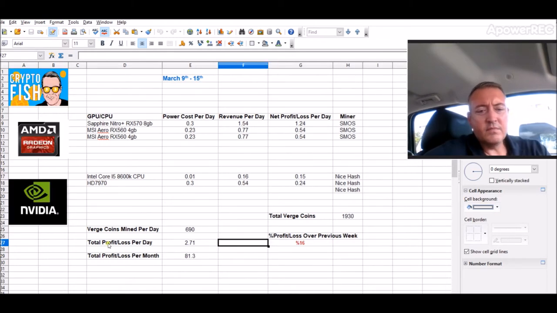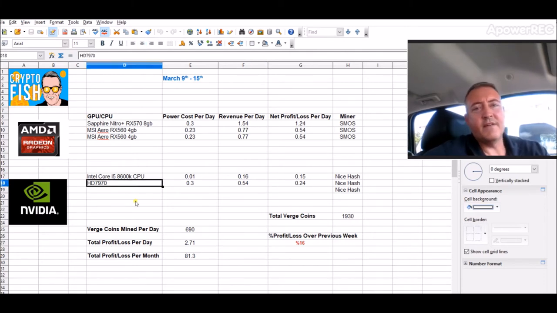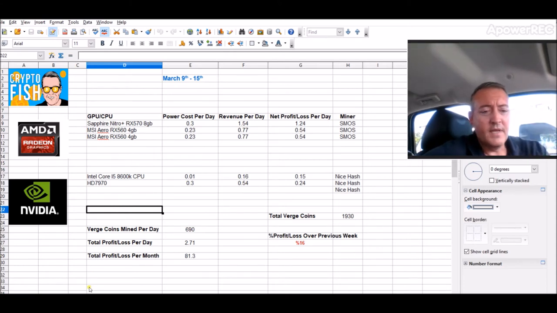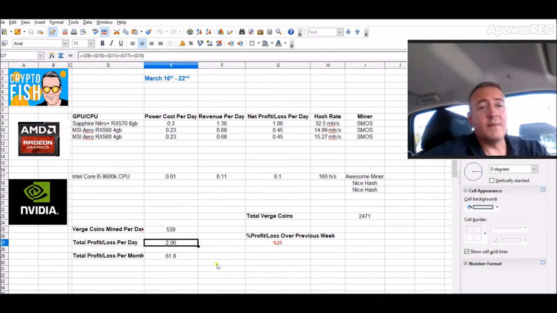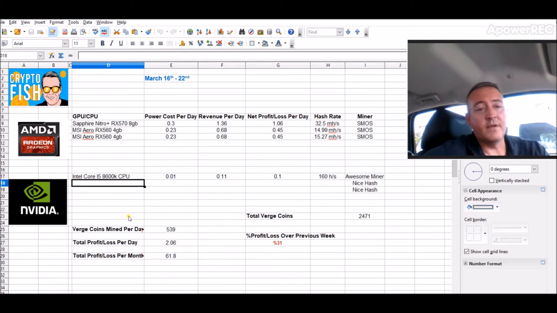Week four, dropped a bit, $2.71, but we did get an HD7970, which you watched that video. I will put it up here. Something about sparks fly, just a little indication of what you can run into if you buy a used GPU. So I'll put that right up above this video. Anyways, going forward, $2.06, dropped again that week, and as you can see, that card is no longer there. It didn't last very long.